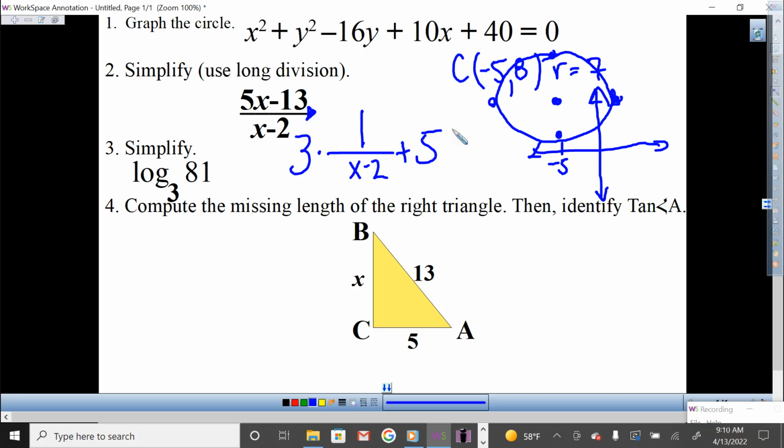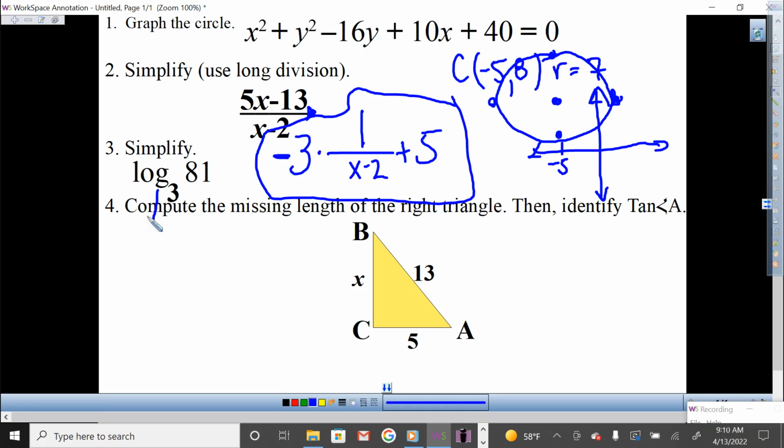Close. Say what's missing. A negative. Negative 3. Yeah? Okay. All right. So make sure if you have anything other than 1 on the numerator, send that to the front, and the constant goes at the end.